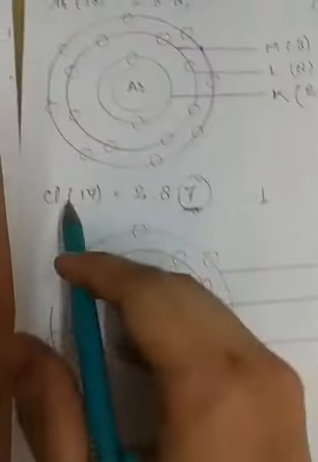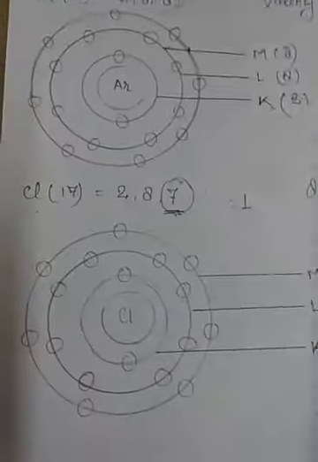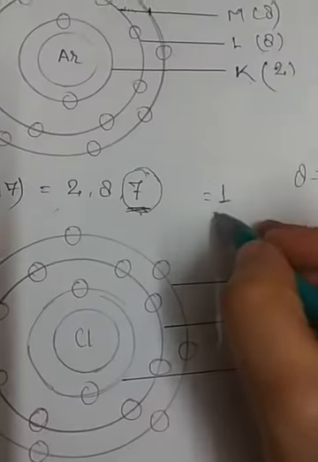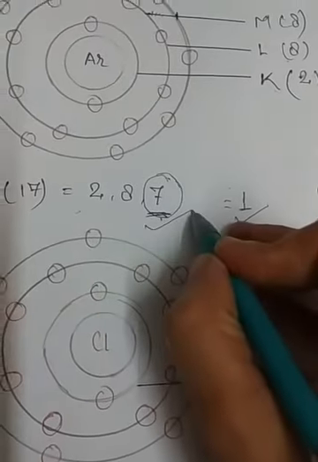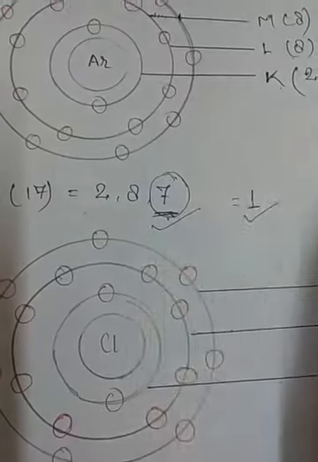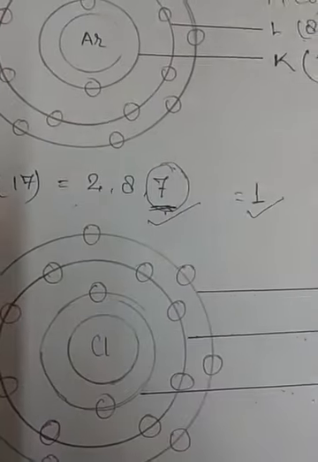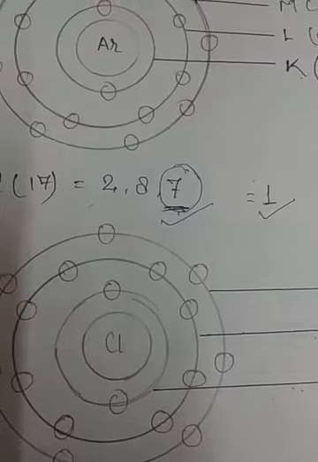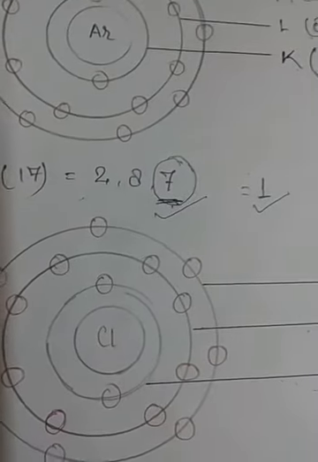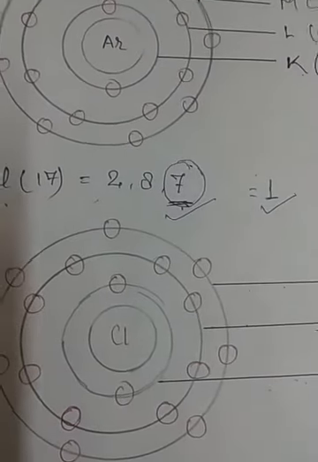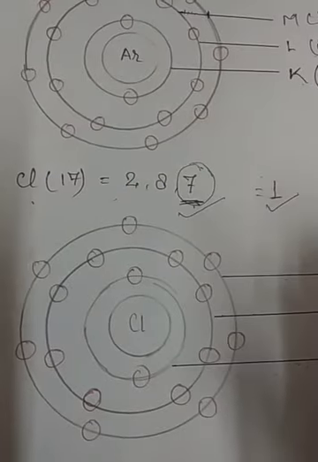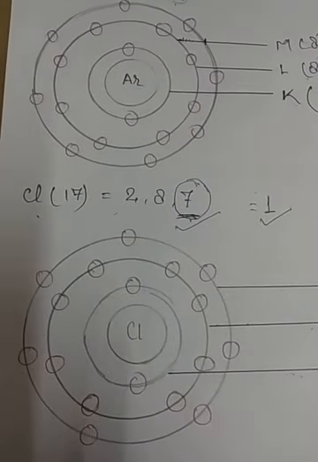By accepting 1 electron, it can attain its stability. If chlorine gains 1 electron, it will become stable. It can attain the octet rule, as it will have 8 electrons in its outermost shell by gaining 1 more electron. So the valency of chlorine will be 1. Got it? That's it.